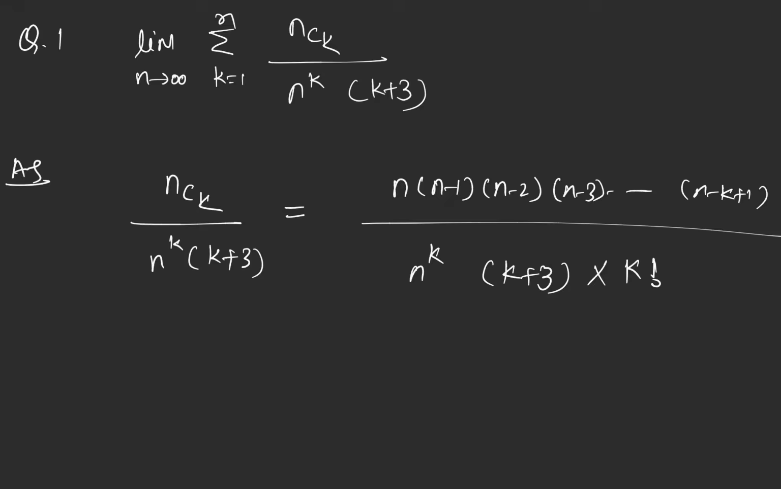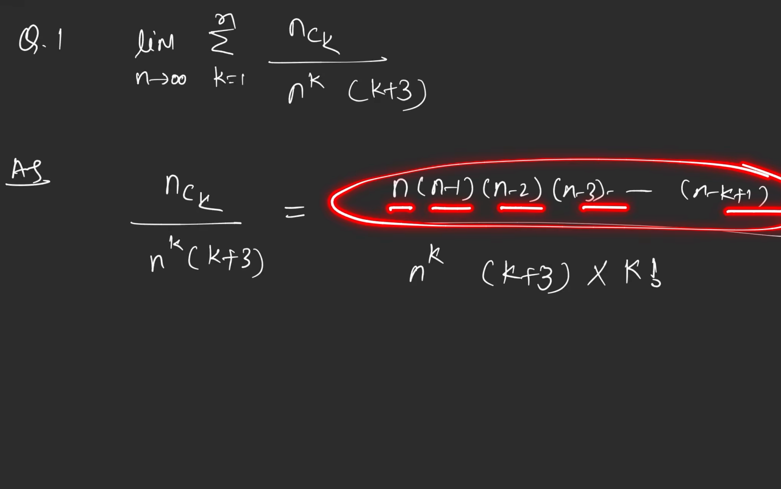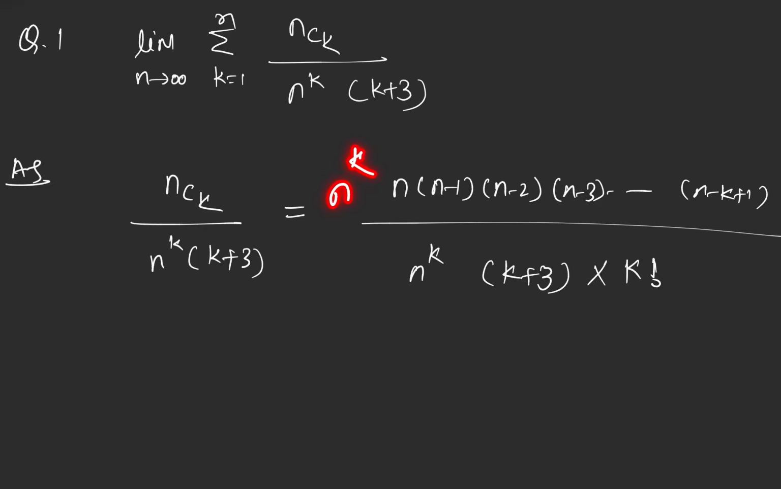Now if I take n common from each and every term from this, total n power k will come common, that will get cancelled with this n power k. Okay, and as n tends to infinity, here 1 minus 1 by n, 1 by n will get formed, here 2 by n will get formed, here 3 by n, so that will be tending to 0 only. So my meaning is that this full term will be 1 by k factorial into k plus 3.